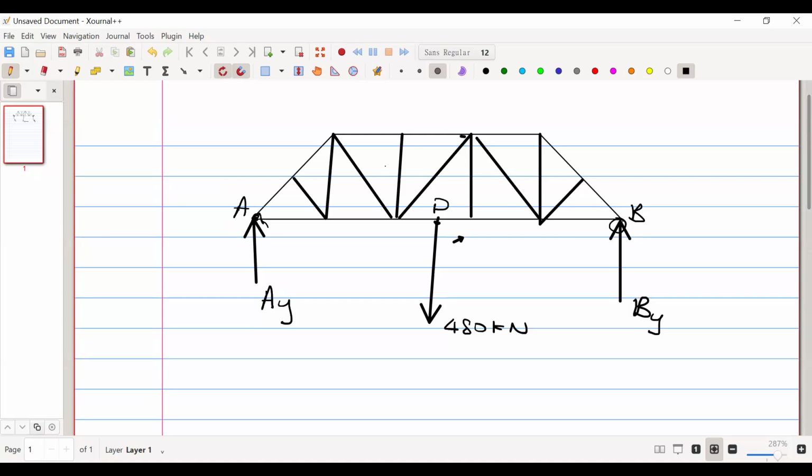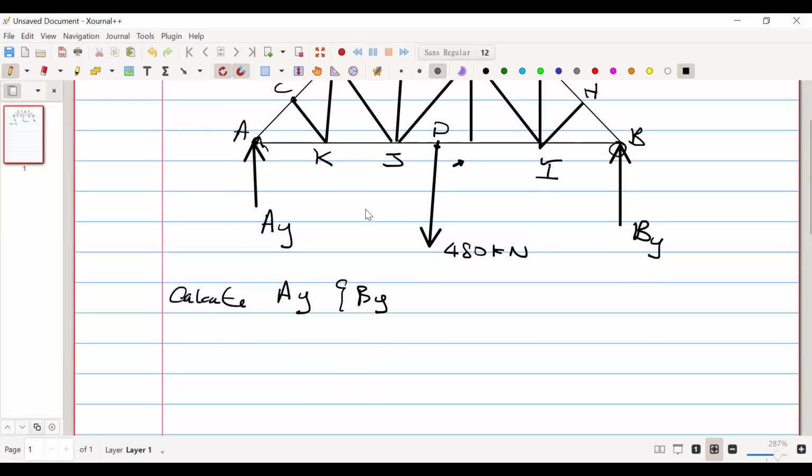Let's suppose this was AB. Let's say this was CD, E, F, G, H, I, J, K, or something like that. And you go joint by joint. So I'm expecting you to firstly calculate the reactions AY, which is easy, and BY. All right. Those firstly, and then you're going to proceed.